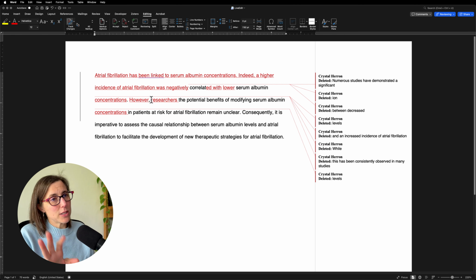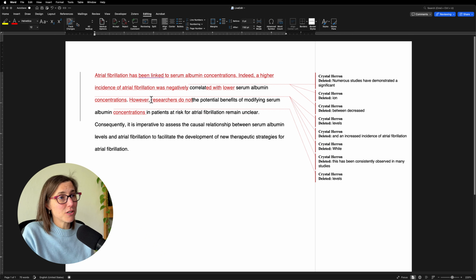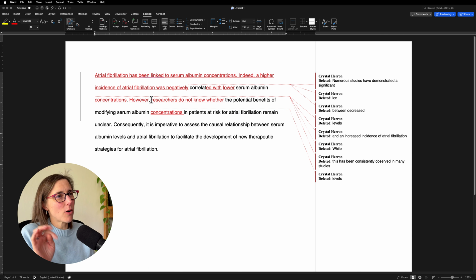So I'm going to go with researchers, and rather than saying "remains unclear," I'm going to say that researchers do not know whether. So: "However, researchers do not know whether." We have an actor in here. We have researchers, something that the reader can relate to, and they know who this is unclear to. So, "researchers do not know whether the potential benefits of modifying."